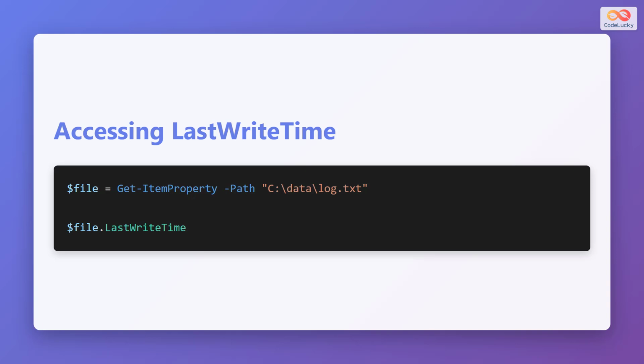To access the LastWriteTime property, you first store the result of Get-ItemProperty in a variable. For example, $file = Get-ItemProperty -Path c:\data\log.txt. Then, you can access the LastWriteTime property using dot notation, $file.LastWriteTime. This returns a date-time object showing when the file was last modified.